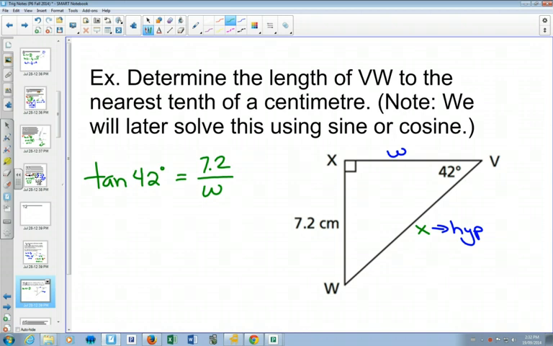Anytime you have a fraction and you want to get rid of the fraction, you have to do the opposite. If I want to get rid of this W on the bottom, I would have to times by W. Which will give me W tan 42 is equal to 7.2. And now I don't have fractions. Now tan of 42, if we did type it into our calculator, would give us a number. And since it's less than 45, we might remember that it should be less than 1.